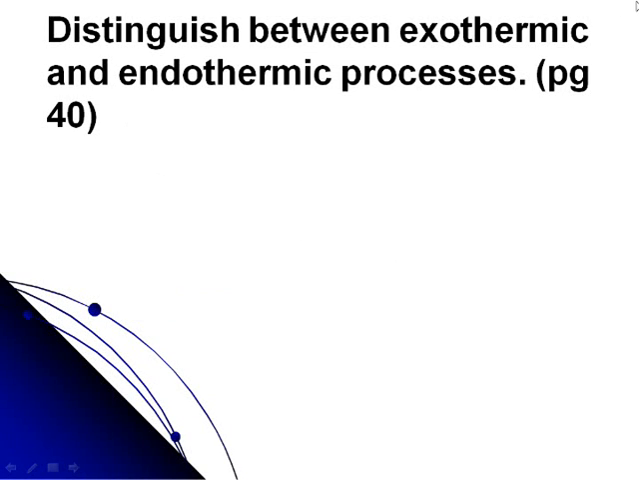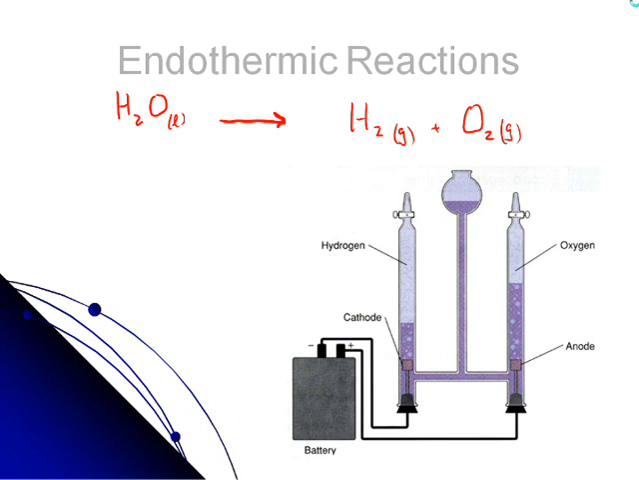You need to have several ways of distinguishing between exothermic and endothermic processes. So we're studying here whether energy flows into a chemical reaction, or whether a chemical reaction produces energy and energy flows out of the chemical reaction. That's what we're looking at here.